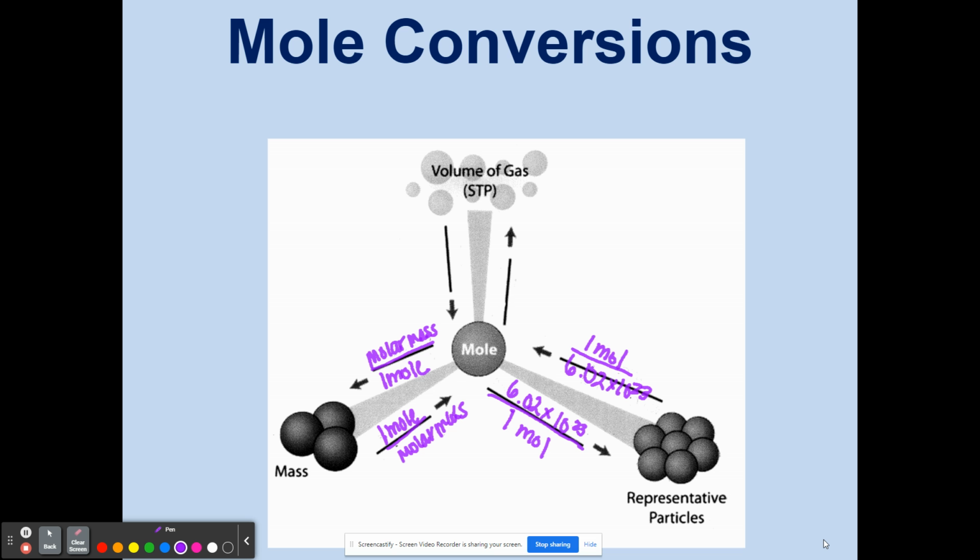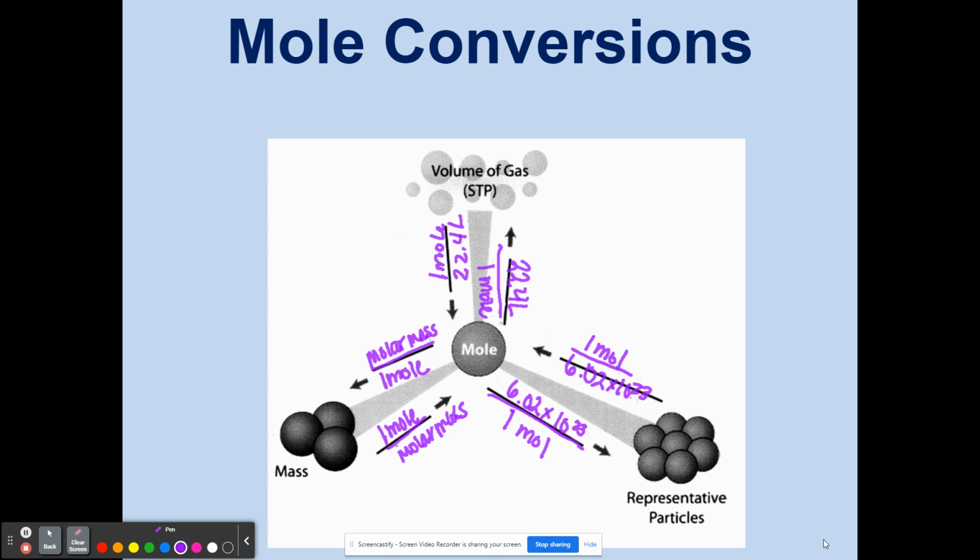And next, we're going to do volume of gas to moles. So if I'm going from a volume of gas to moles, I have 1 mole on top, and then the unit we just used, 22.4 liters. If I am going from moles to volume of gas, I am going to have 22.4 liters on top of my 1 mole.